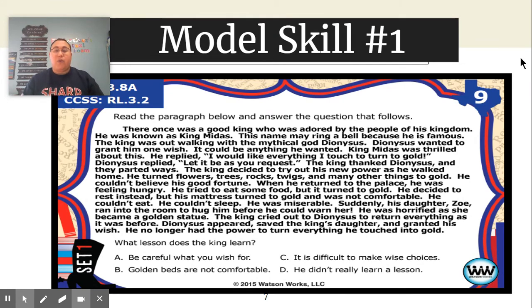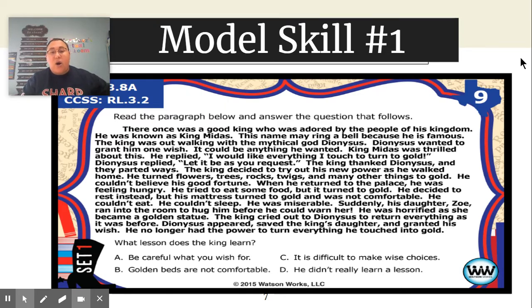So here's the first one. We're going to model what did the character in this story learn based on their actions, the consequences, and things that happen in the story. So this story goes, there once was a good king who was adored by the people of his kingdom. He was known as King Midas. This name may ring a bell because he is famous.